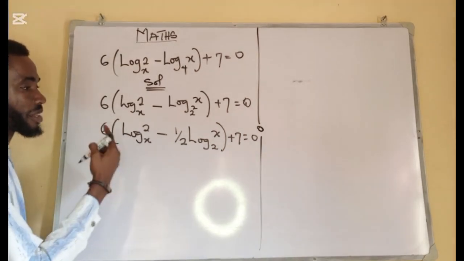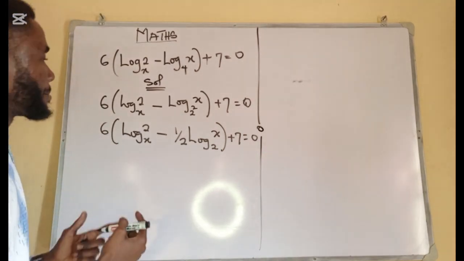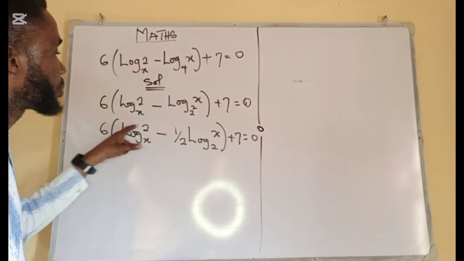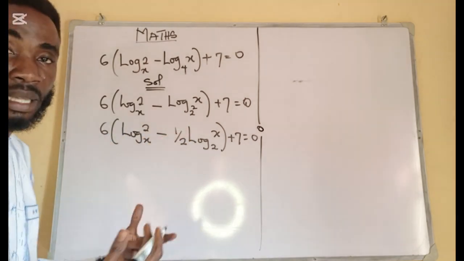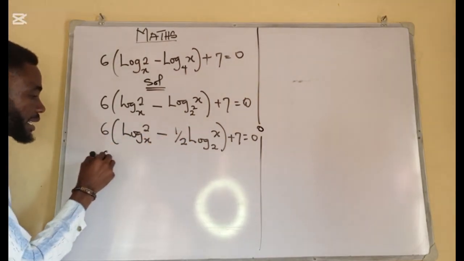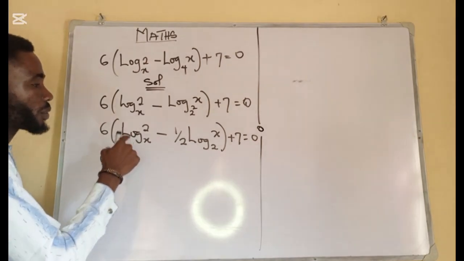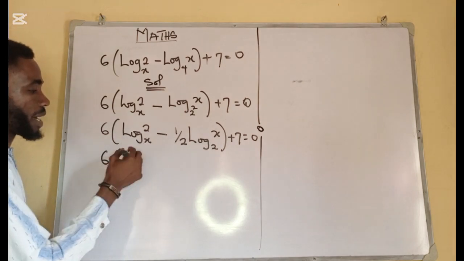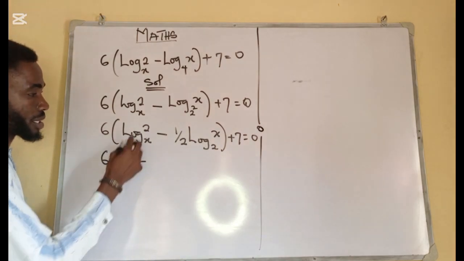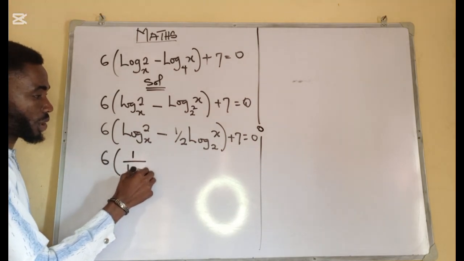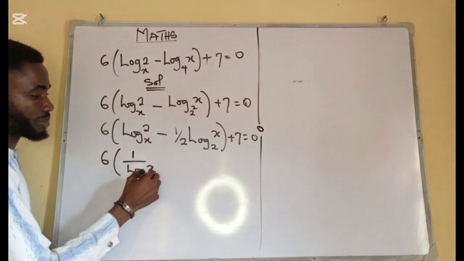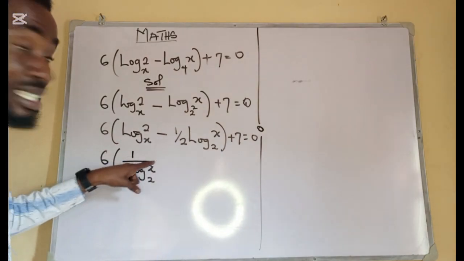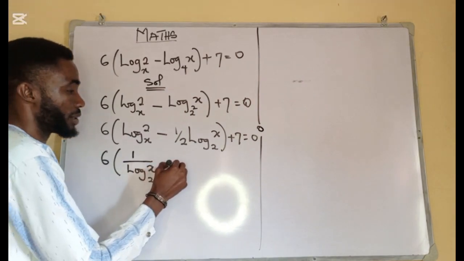So from here now, you see, we have log 2 base x. Here we have log x to the base of 2. So we want to make these have the same base. So this can be written as 6 into, now I want to express this one as log x base 2. Exactly. So I have to use the reciprocal rule, which is 1 divided by log x to the base of 2. So by taking this reciprocal, it can now be 1 all over log x to the base of 2, then minus.